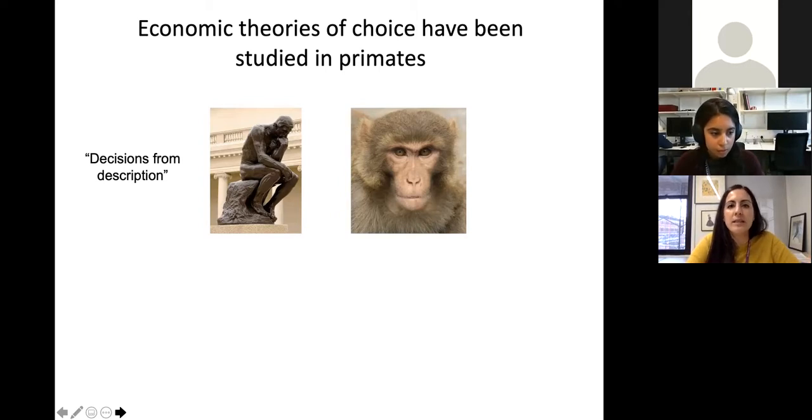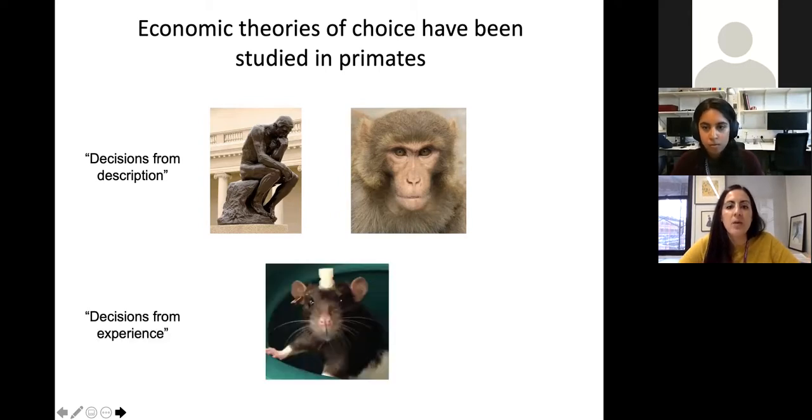And those are qualitatively different paradigms from what have typically been used in rodents, which elicit decisions from experience. So in this case, think of like a bandit task, where an animal has to learn about value from actively sampling and experiencing it.